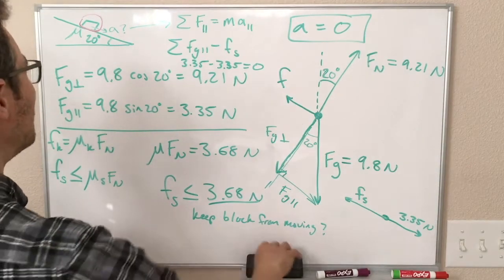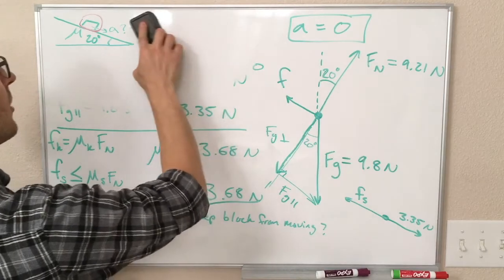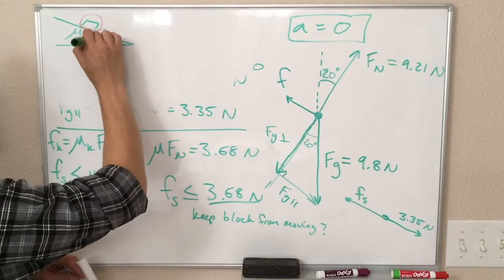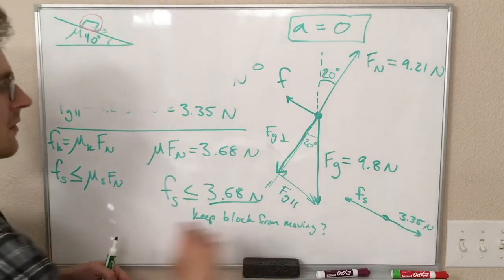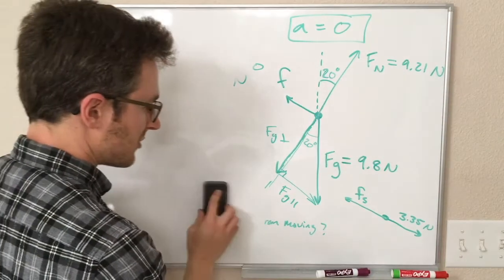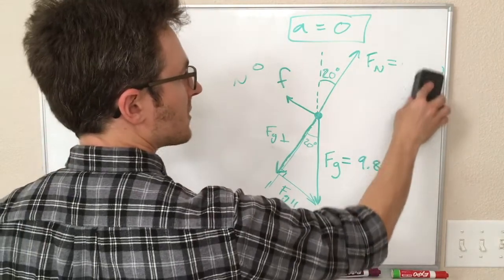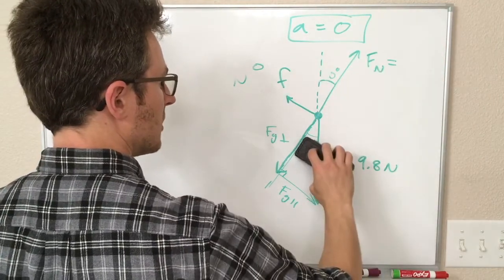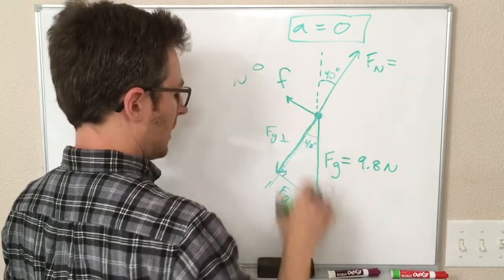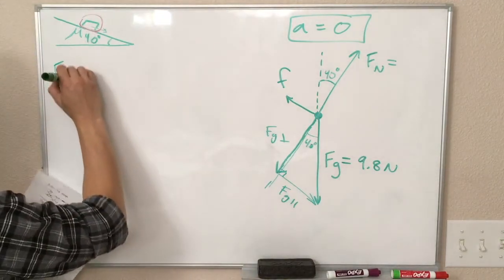Now we're ready for part B. These numbers are changing, so I'm going to erase these. Part B, remember, was this angle is changing to 40 degrees. And now that we've already done this once, the second part will be a lot quicker because I don't have to explain quite as much. This is staying the same. This is going to change. These are going to change. So these are now 40 degrees. And we have to figure out new values of Fg perpendicular and Fg parallel.